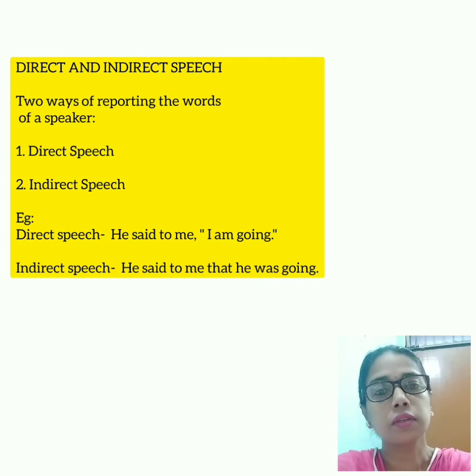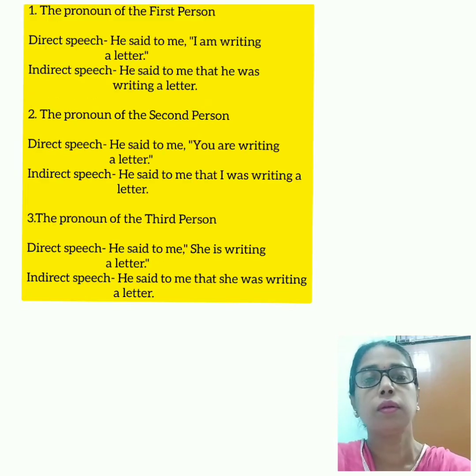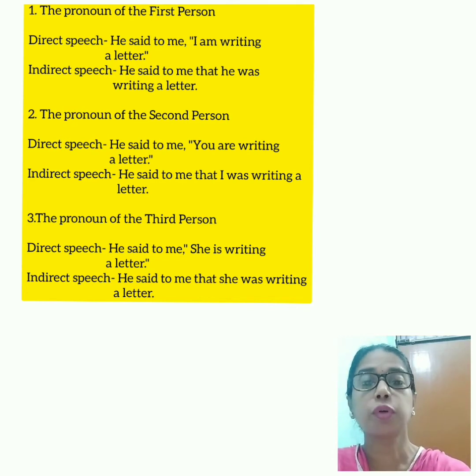Now, while changing a direct speech into indirect speech, we have to make certain changes. And those changes are mainly related to the personal pronouns and the tenses indicating time and distance. Today I will tell you the rules related to the change of pronouns. Now the pronoun of the first person. I will tell you how to change the pronoun of the first person.